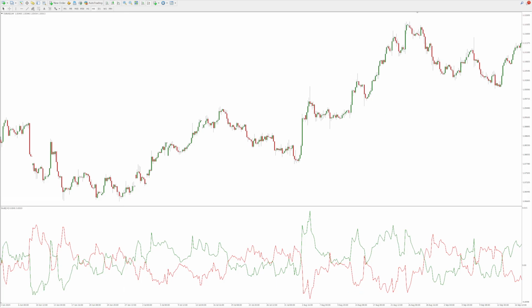This is a relatively simple strategy. I'm using the MT4 MetaTrader 4 trading platform. This is a Euro Dollar 4-hour chart. You can use this strategy on any trading platform, any chart time frame, and any trading instruments, so Forex, stocks, commodities, cryptos, indices, bonds, etc., whatever you prefer to trade.